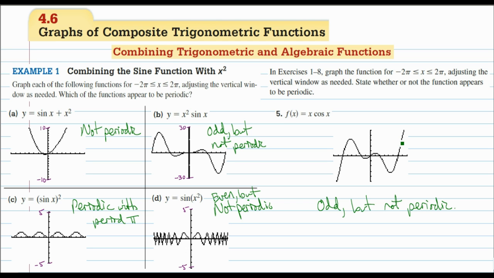So it has odd symmetry. The y values are the same, opposite the origin, but it does not repeat itself. Odd is a type of symmetry, periodic is a repetition.